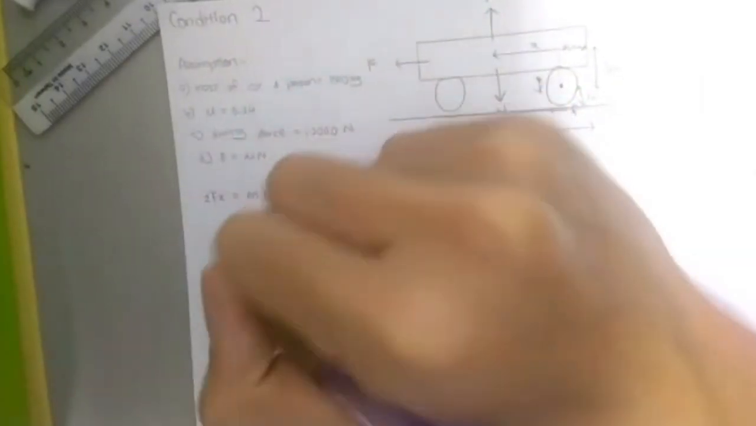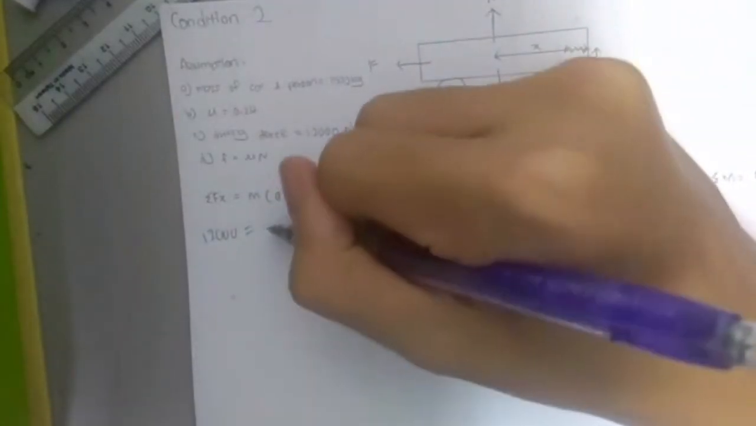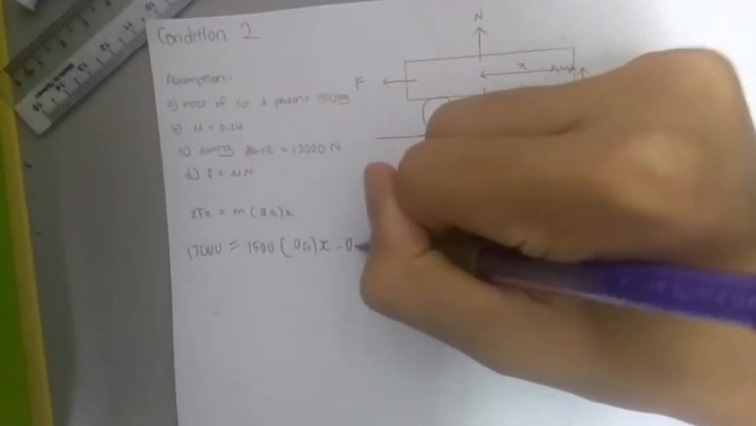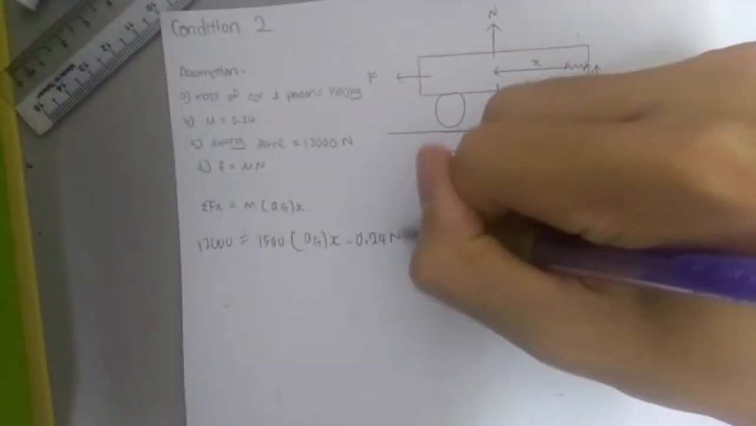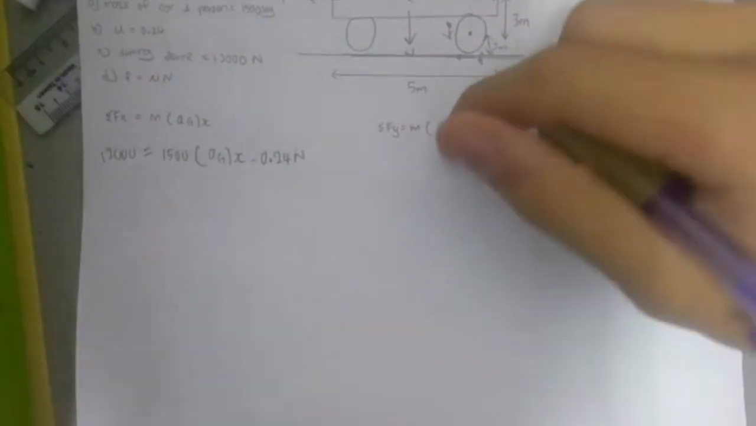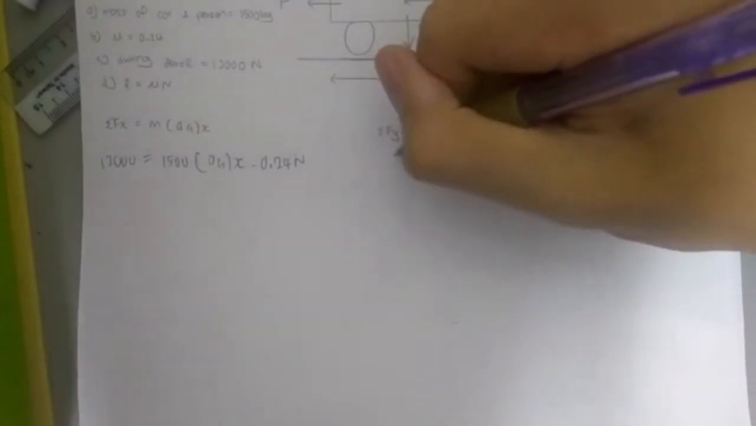Okay, so now let's start with the calculation first. We start with x first, the summation fx first. So we can straight away sub the number. 12,000 equal mass agx. Okay, oh yeah, forgot about it. Minus 0.24 n.